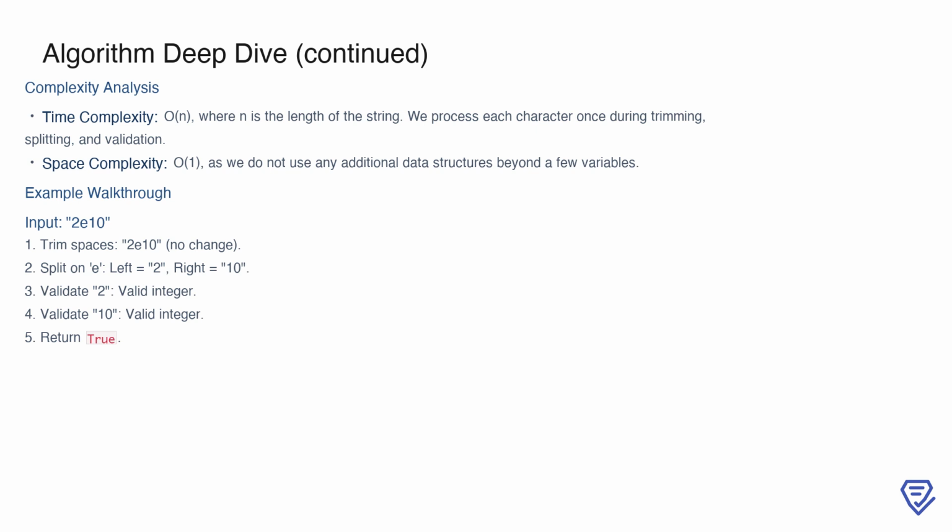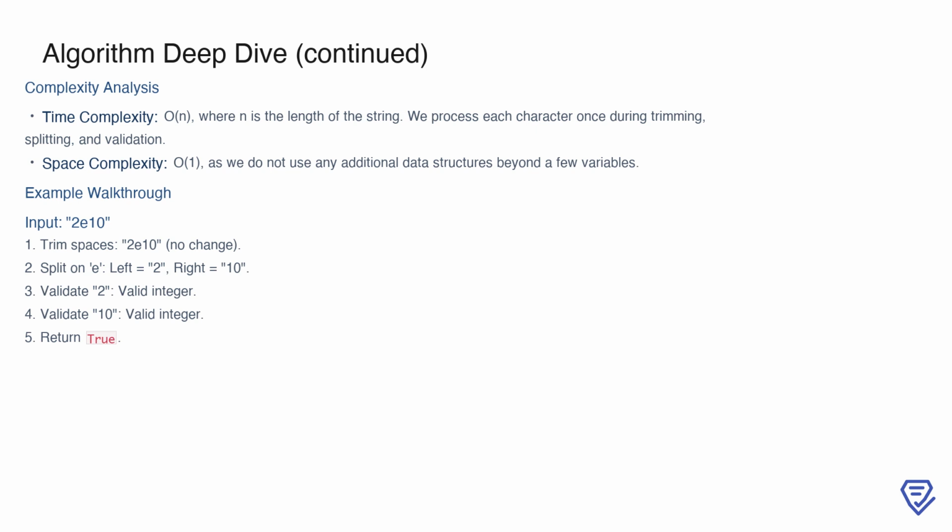The time complexity of this algorithm is O(n), where n is the length of the input string. This is because we process each character at most once during operations like trimming spaces, splitting on e, and validating the parts. The space complexity is O(1), as we don't use any additional data structures apart from a few variables to track states. Let's look at an example to see how this works.